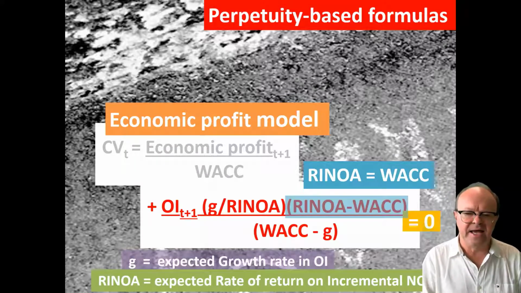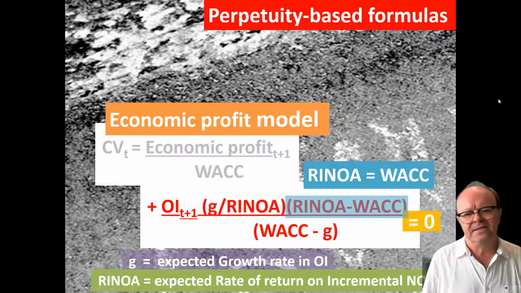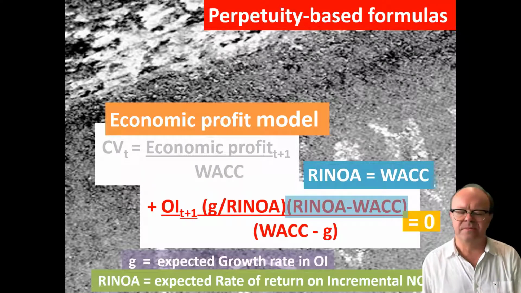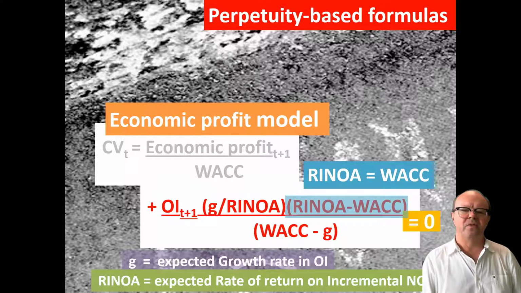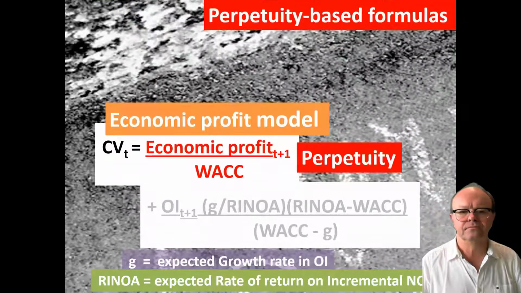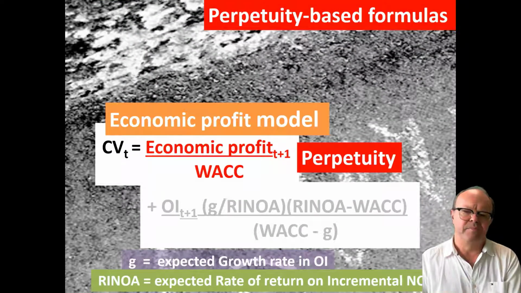And if that's the case, then in that formula, RINOA minus WACC will be 0, and all that red part of the formula will be 0. And then the economic profit model continuing value would simply be economic profit divided by the weighted average cost of capital. And that's a simple perpetuity.